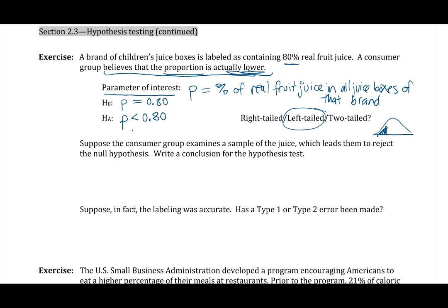All right, for this problem, let's do the following. It says, suppose the consumer group examines a sample of the juice, which leads them to reject the null hypothesis. Write a conclusion for the hypothesis test. So say we went through the test, found our p-value, and we decided we were going to reject the null hypothesis, which means we find support for the alternate hypothesis. Let's write this. When you're writing conclusions for hypothesis tests, make sure it's in complete sentences. So let's say something like this.